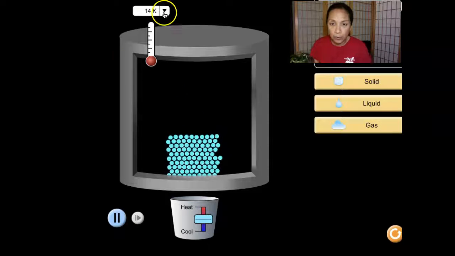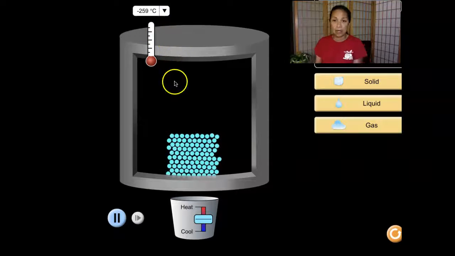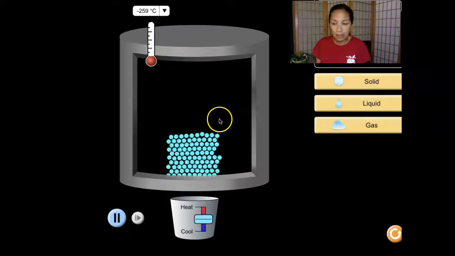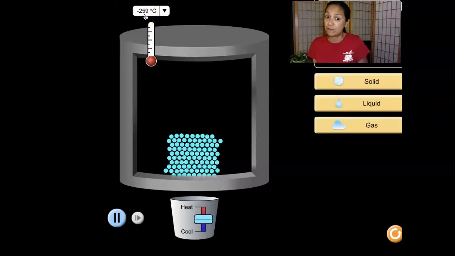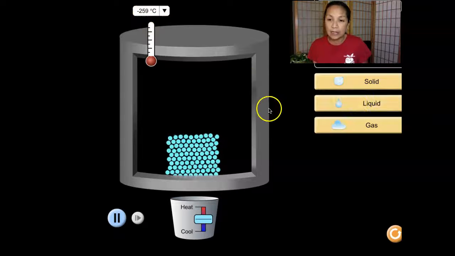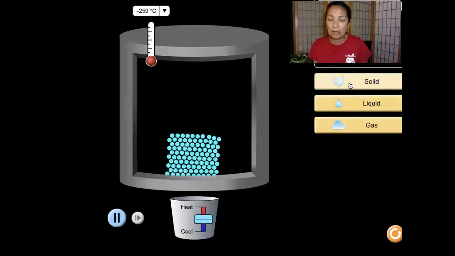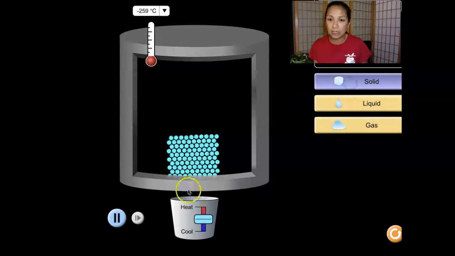If you switch out the thermometer to C, you will see that this is the temperature for solid neon, which is very cold. It's a negative number. If it's a negative number, it's very cold. And then you can also switch out from being solid. So this is solid. That's the model of solid neon.